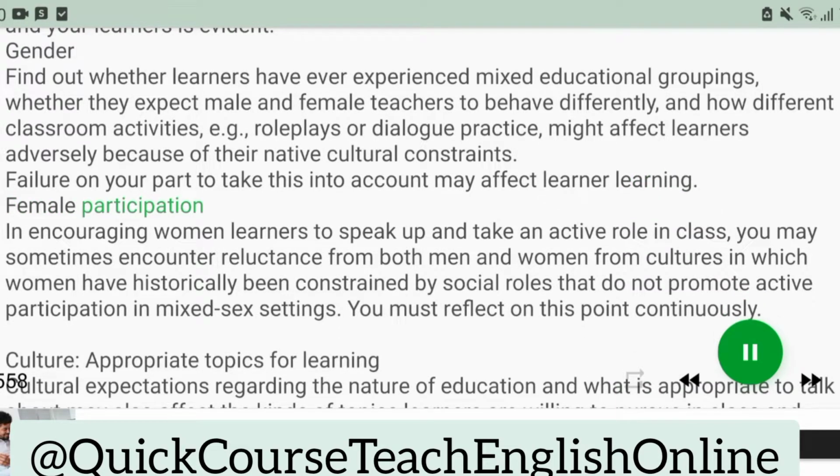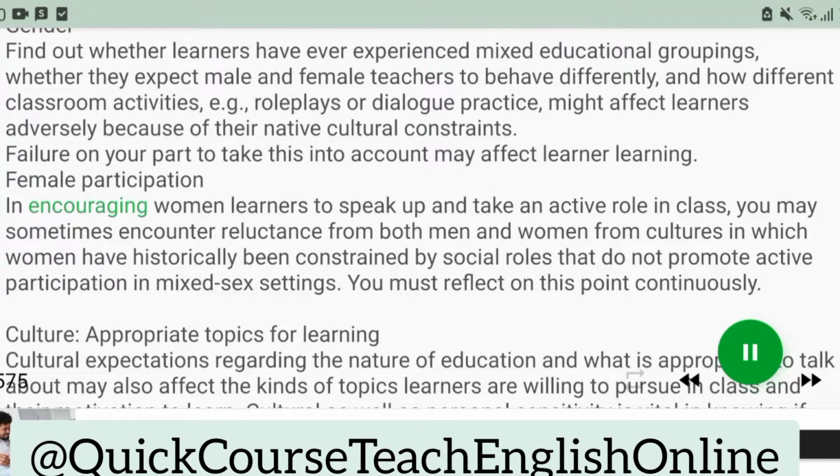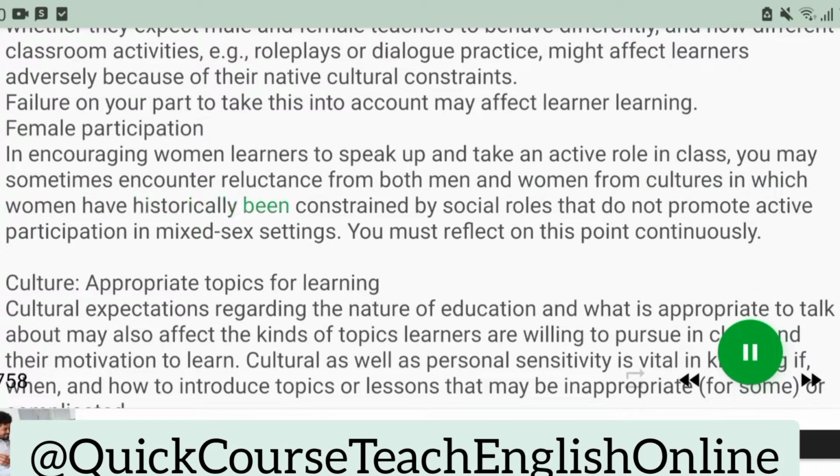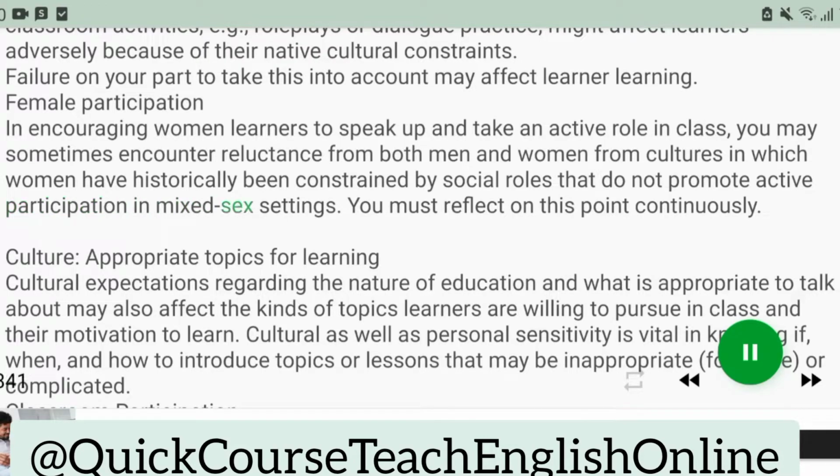Female participation. In encouraging women learners to speak up and take an active role in class, you may sometimes encounter reluctance from both men and women from cultures in which women have historically been constrained by social roles that do not promote active participation in mixed-sex settings. You must reflect on this point continuously.